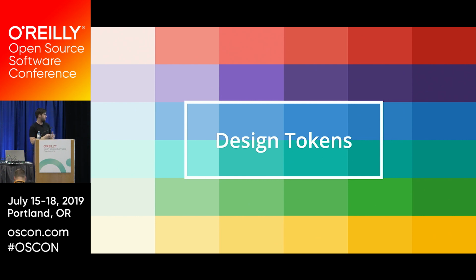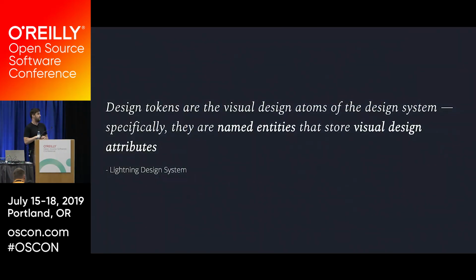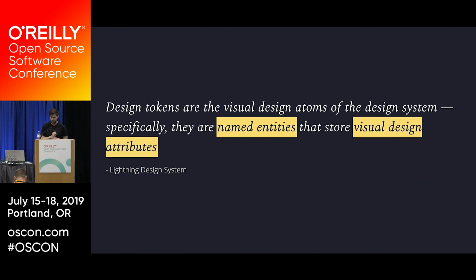So I'm gonna explain kind of what design tokens are. First, let's take a look at the definition from the Lightning Design System built by Salesforce. They're the team and company that actually created the concept of design tokens. They define design tokens as the visual design atoms of the design system. Specifically, they're named entities that store visual design attributes. So basically, design tokens are key value pairs that store design attributes or visual attributes.